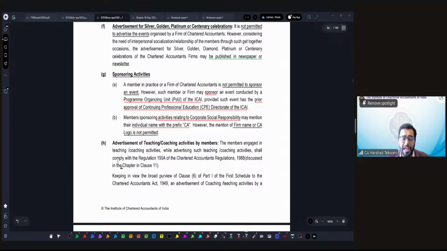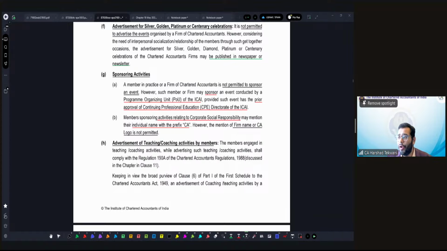Advertisement of teaching and coaching activities by a member. If a member is engaged in teaching and coaching activities in compliance with regulation 190A, which we will discuss in clause 11, he needs to make sure that he is not advertising such activities so that it amounts to advertising the professional work or professional business. Teaching and coaching advertisement can be taken as an advertisement for the professional work.